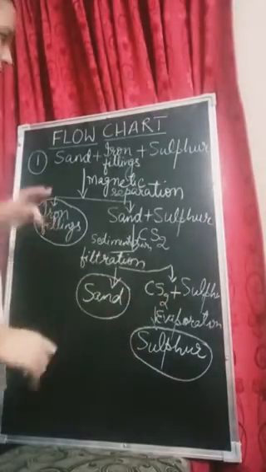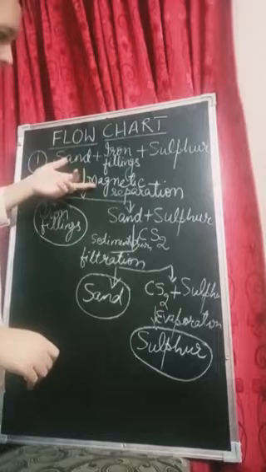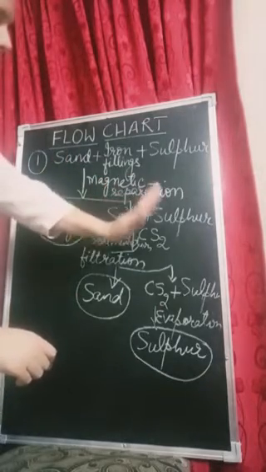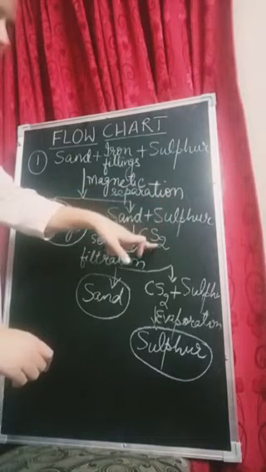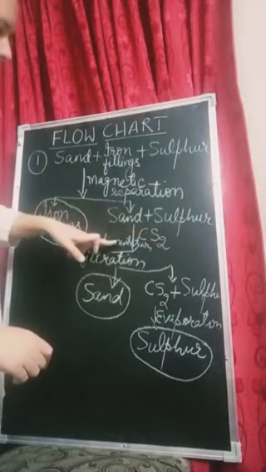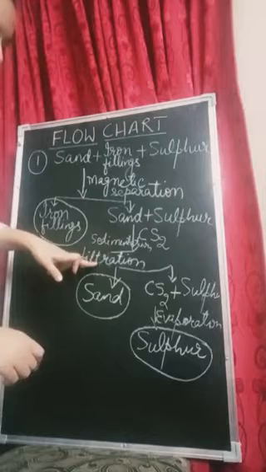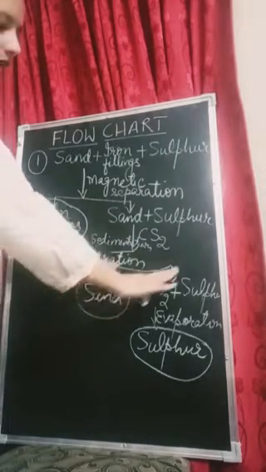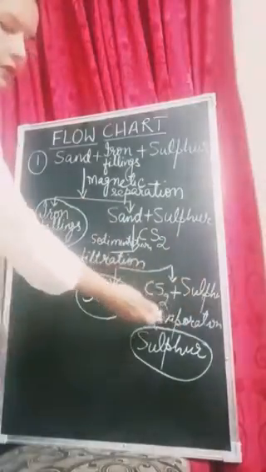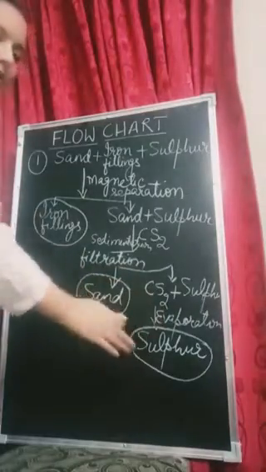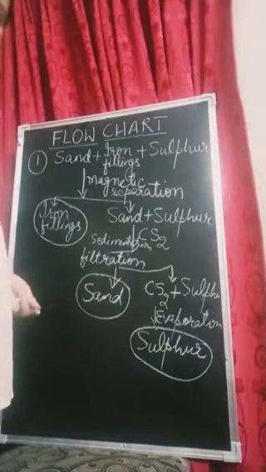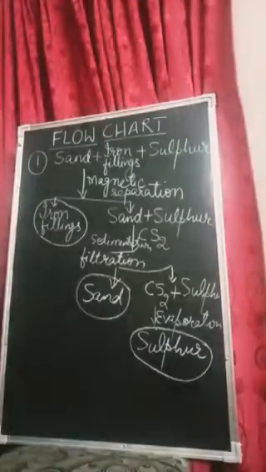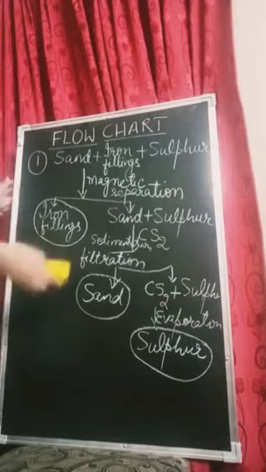So what were the steps? First I did magnetic separation which separated iron and then I was left with sand and sulphur. This was dissolved in carbon disulfide and then sedimentation, decantation, filtration is done. With this sand is separated and then carbon disulfide and sulphur solution was there. Then do evaporation and sulphur will be left behind in the end. So this is one technique and one separation that I have done.